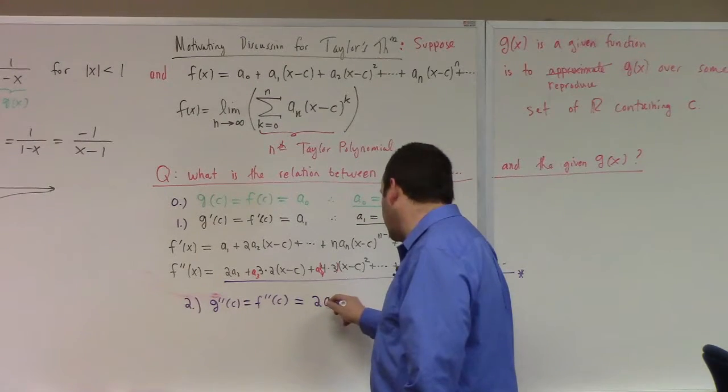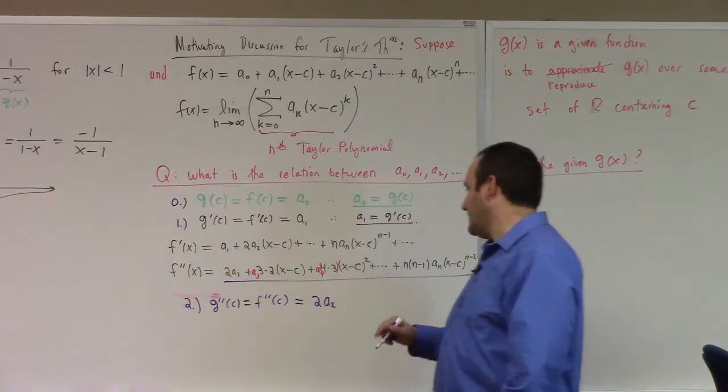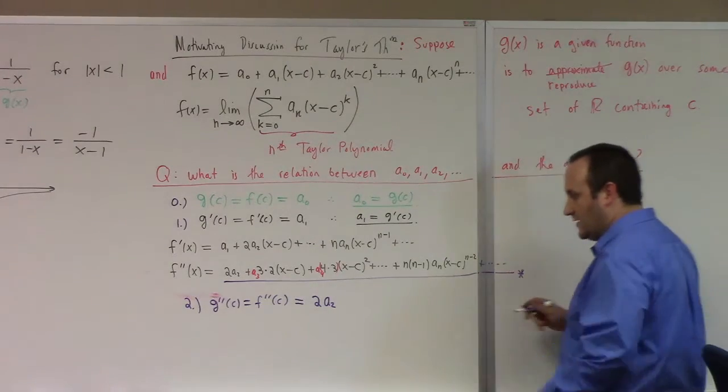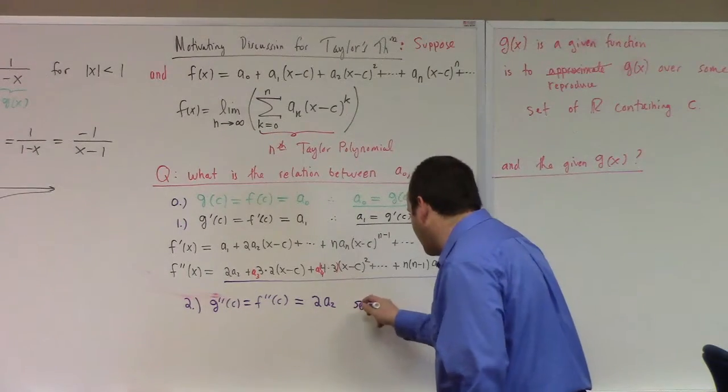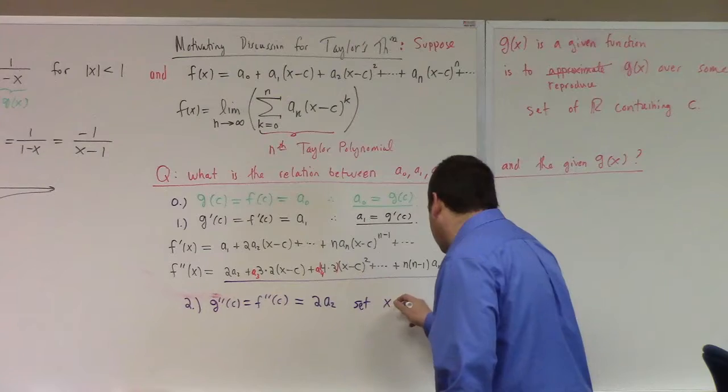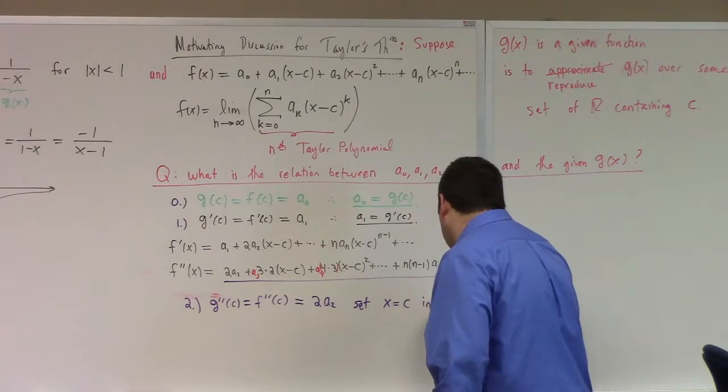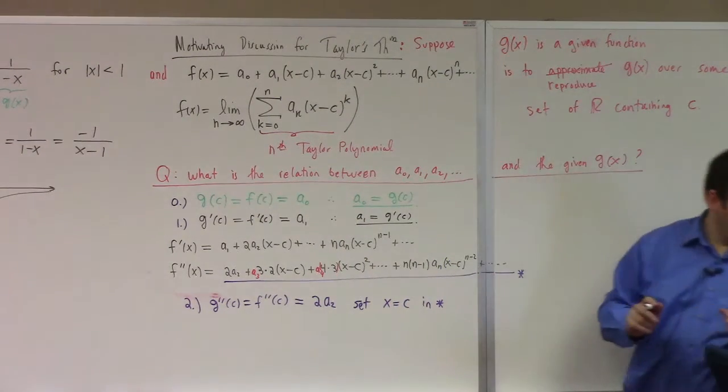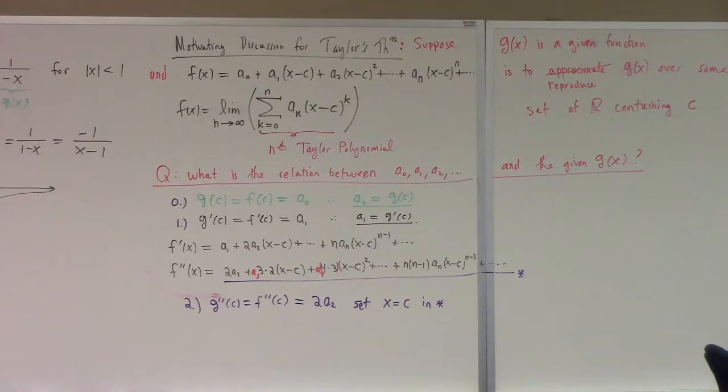Two times a sub 2, actually. Don't guess. Look at this thing. Plugging in x equals c, I'm sorry, you can't see. I'll get out of the way here in a second. See, everything that still has an x minus c power goes to 0. And all you're left with is the lowest order term, right? Did you guys see the pattern?